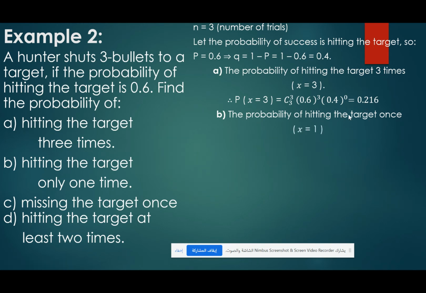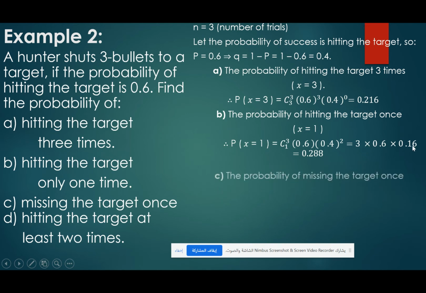That will make x equals 1. And you will deal with the rule, which is the probability of x equals 1 equals 3 combination 1, 0.6 to the power of 1, no need to write this one, and 0.4 to the power of 2, which is the difference between the 3 and the 1. Now evaluate each. The first is 3 times 0.6 times 0.16, which is 4 times 4, and after you multiply them you will get 288. Don't forget to write it after three decimal places, because you have here 1, 2, 3 decimal places.